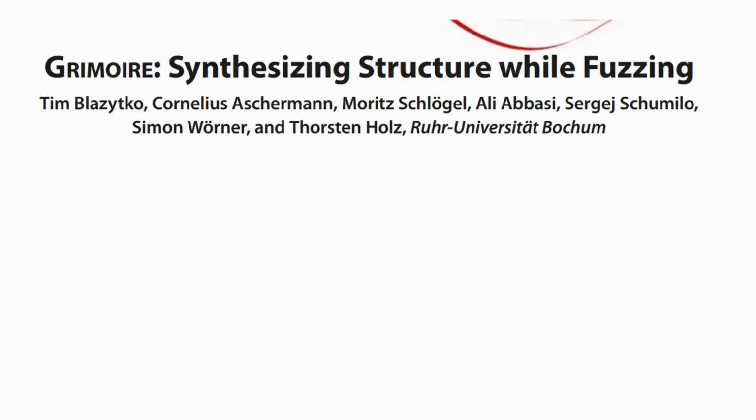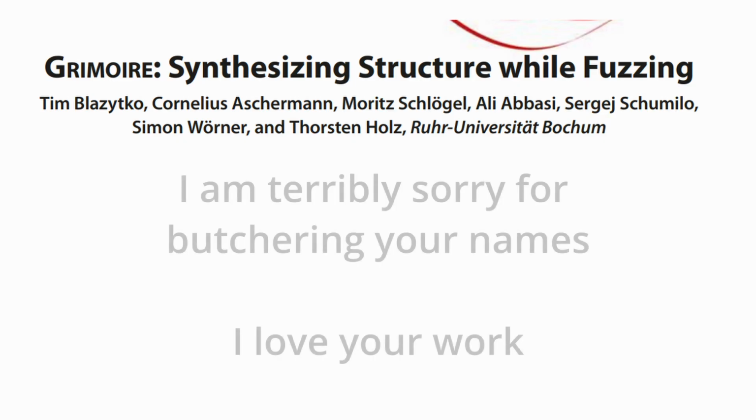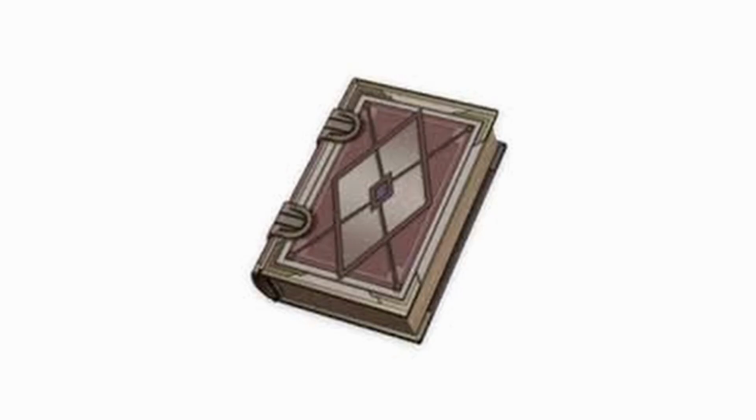GRIMOIRE is a fuzzer with a novel fuzzing approach developed by Tim Blazytko, Cornelius Aschermann, Moritz Schlögel, Ali Abbasi, Sergej Schumilo, Simon Wörner, and Thorsten Holz. Definition-wise, a grimoire is a magical book that contains various types of spells. Specifically, it contains specific magic symbols that, depending on their order, will produce new spells that can be used later on. Amazingly, this is actually a decent description of how the GRIMOIRE fuzzer works under the hood.